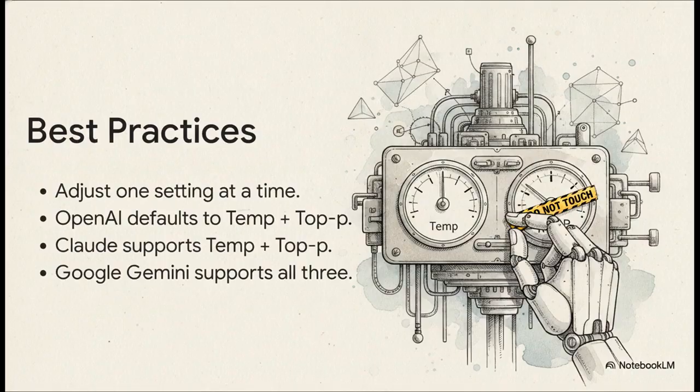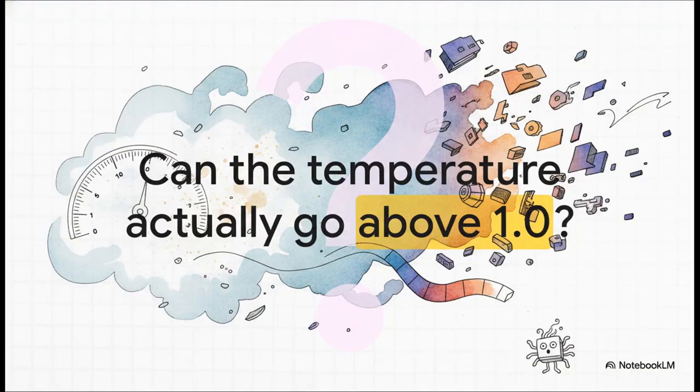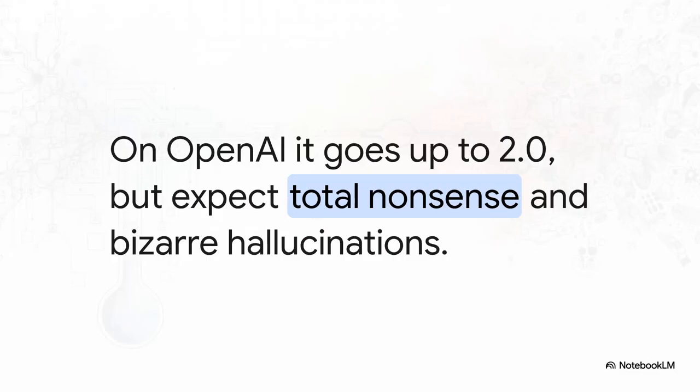All right, here's one final surprising fact that often trips people up right as they start experimenting. Because a temperature of 1.0 is largely considered the baseline of average human-like creativity, a lot of users just assume the dial goes from 0 to 1, exactly like a standard percentage. But can the temperature actually go above 1.0? Yes, it totally can.